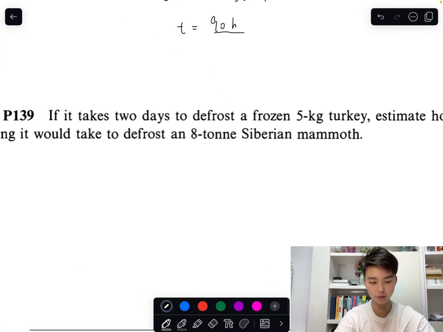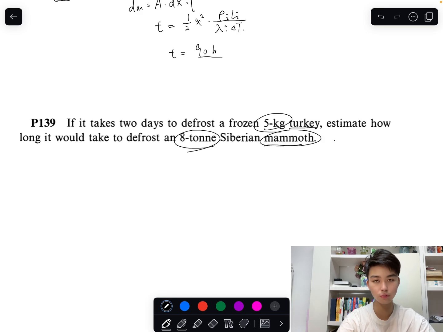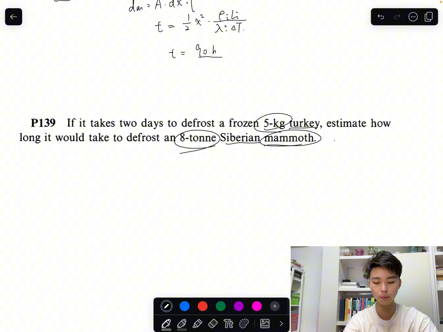The second question is some Feynman question, right? So if it takes 2 days to defrost a frozen 5 kilograms turkey, estimate how long it would take to defrost an 8-ton Siberian mammoth. So we don't have one data to extrapolate from the turkey to the mammoth, so we're going to figure out the scale, right? So let's think about the time taken to defrost.